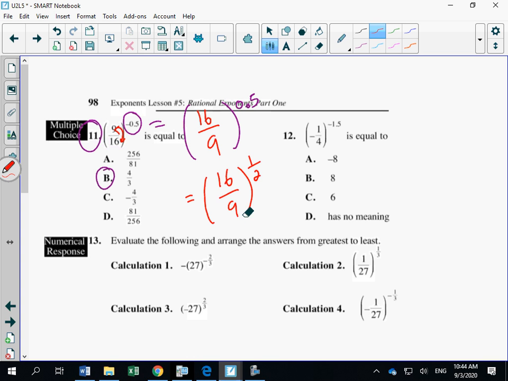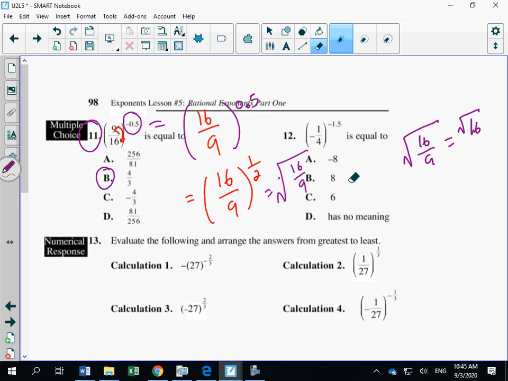Okay, how do I rewrite this as a radical, right? Because if we have a fractional exponent, we rewrite that as a radical. The square root of 16 over 9. I'm going to erase that 2. The square root of 16 over 9 is equal to the square root of 16 over the square root of 9. The square root of 16 is 4, and the square root of 9 is 3.